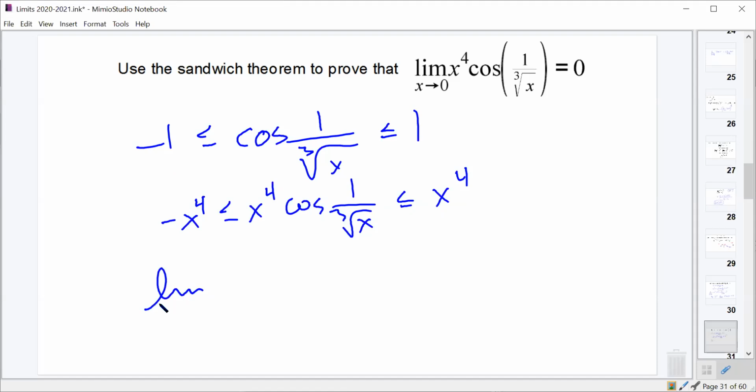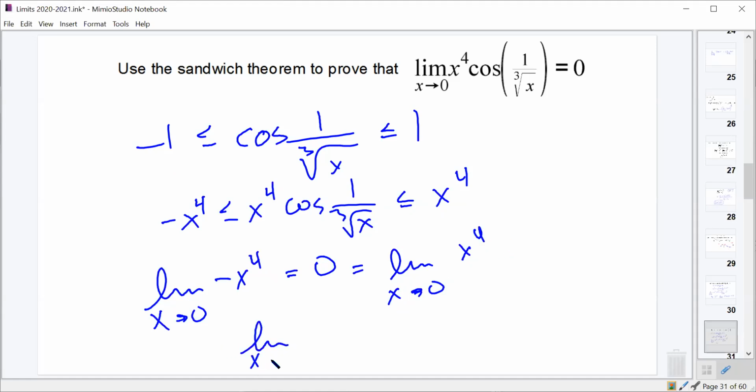And find the limits as x approaches 0 of negative x to the fourth, which is 0, and positive x to the fourth, which is also 0. And since both of those are 0, the one sandwiched between them is also 0. Everybody good with that?